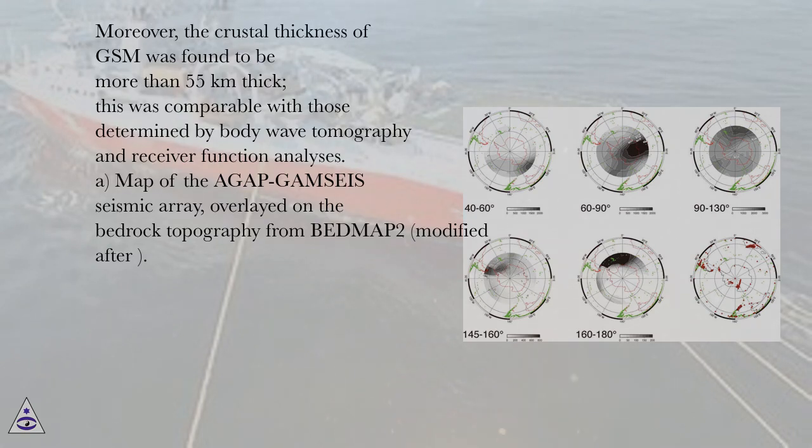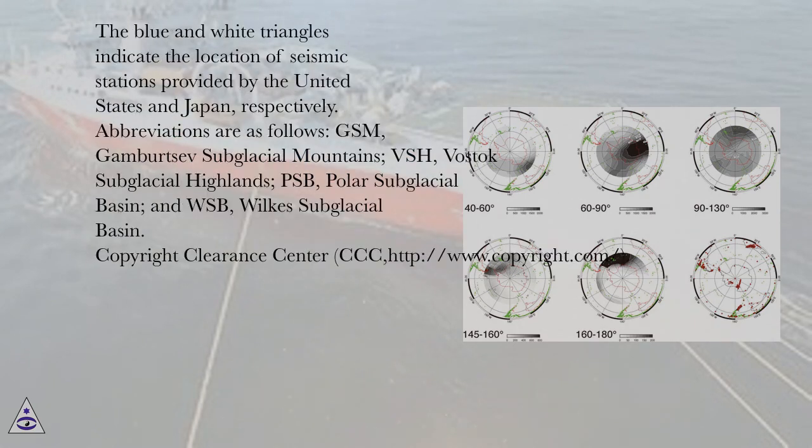A. Map of the AGAP GAMSEIS seismic array, overlaid on the bedrock topography from BedMap 2, modified after. The blue and white triangles indicate the location of seismic stations provided by the United States and Japan, respectively. Abbreviations are as follows: GSM, Gamburtsev Subglacial Mountains, VSH, Vostok Subglacial Highlands, PSB, Polar Subglacial Basin, and WSB, Wilkes Subglacial Basin.